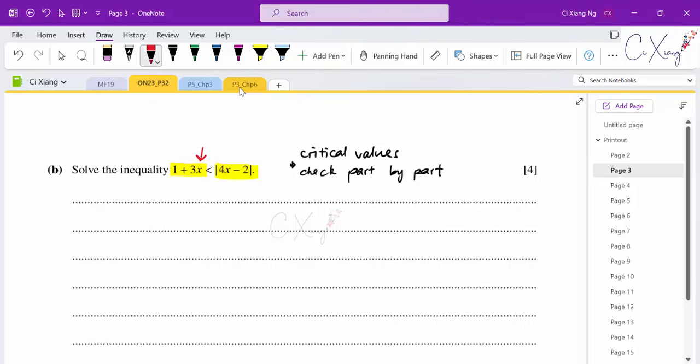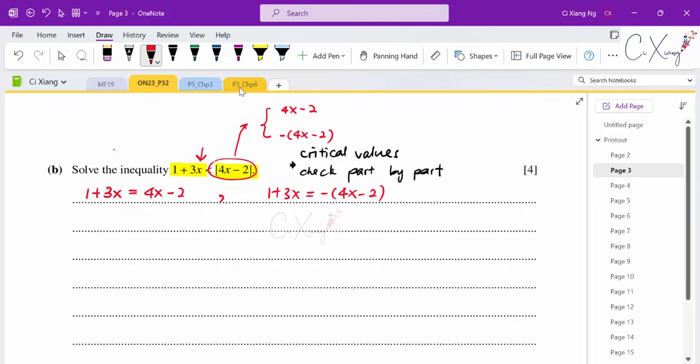Alright, so let's start. Personally, I want to find the critical value first. How to find the critical value? Basically, I will ignore the inequality sign first and put it as an equal sign. So I have 1 plus 3x. For the modulus function here, you can write it as two different parts: one part is 4x minus 2, and the other is negative 4x minus 2. This is the non-modulus form of a modulus function. So I will let 1 plus 3x equal 4x minus 2, and the other side will be 1 plus 3x equal negative 4x minus 2.